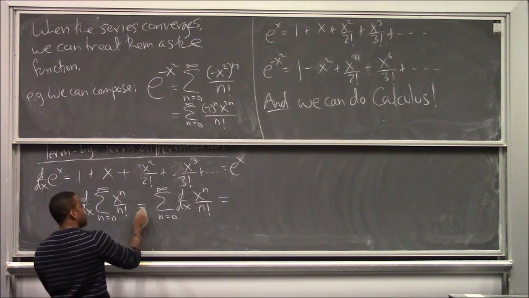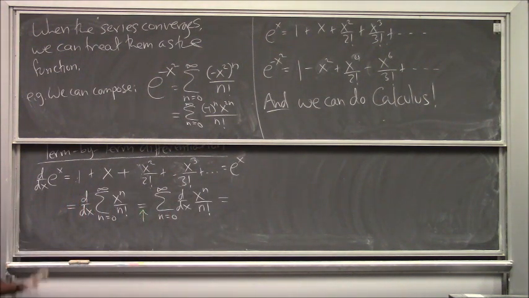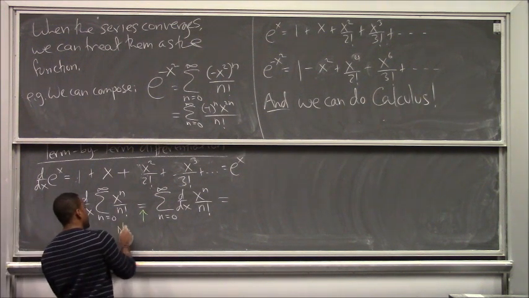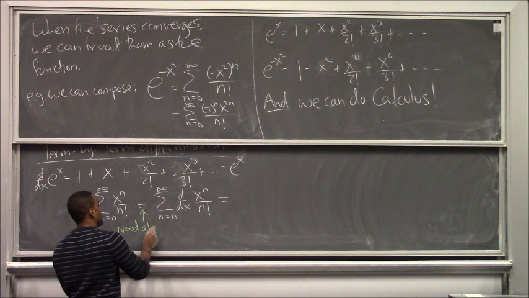Do we remember when we can do this? When can we switch series with calculus operations? We need absolute convergence.